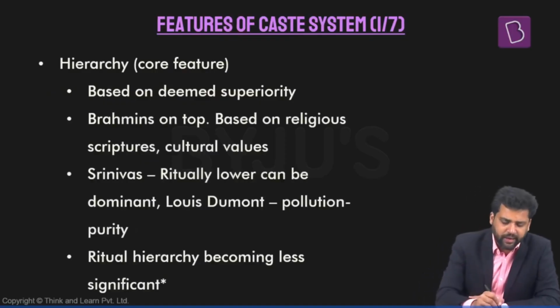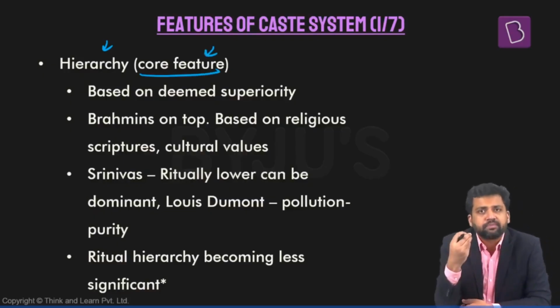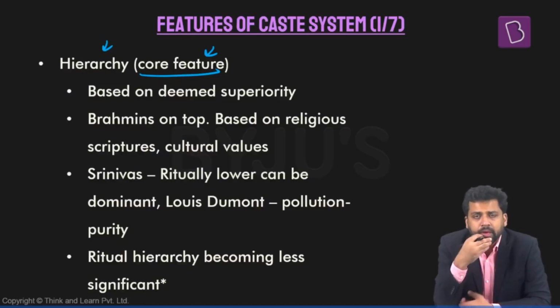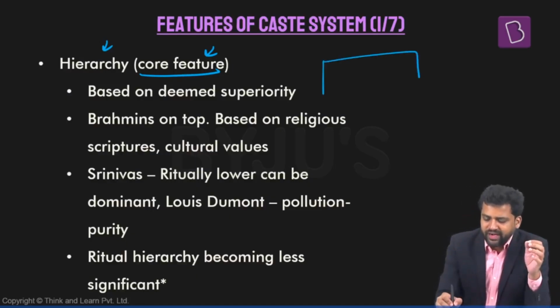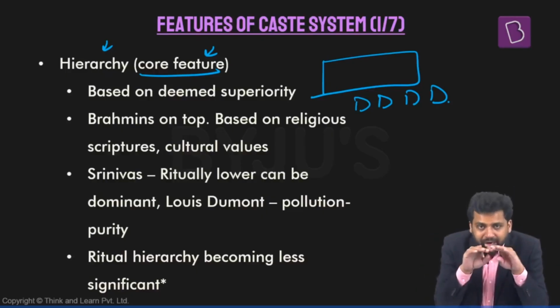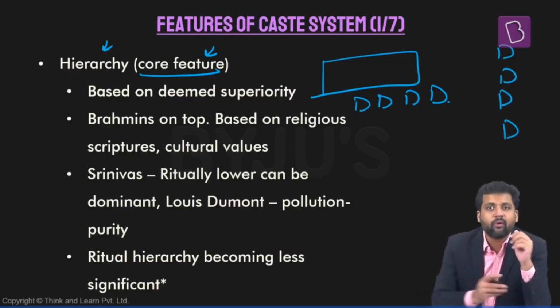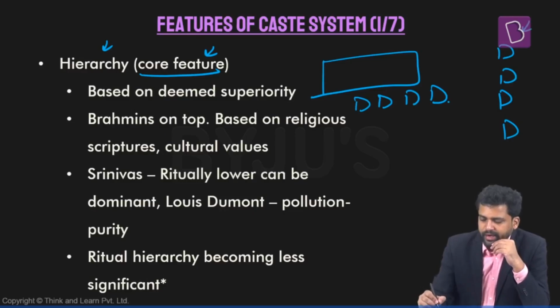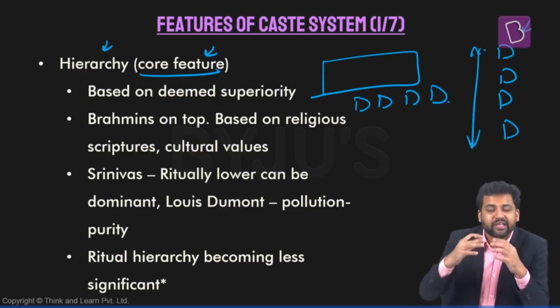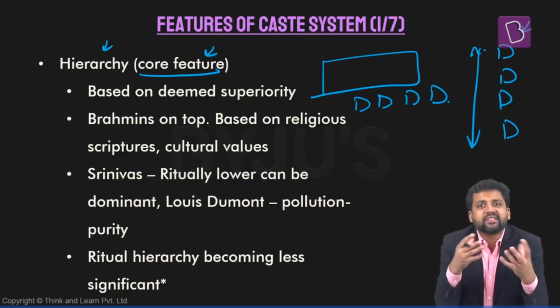First concept is hierarchy. Hierarchy is a core feature of caste system. So the caste system divides the entire society into segments. But all these segments are not arranged in a horizontal manner. They're not at the same level. Rather, they're arranged in some form of a hierarchy. Right? So this kind of hierarchical arrangement is there. Now the question is, on what basis is this hierarchy there?